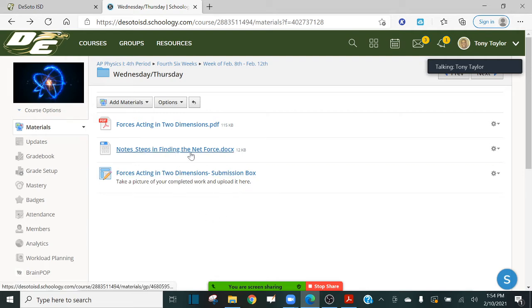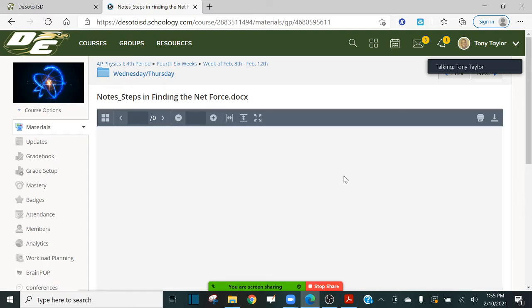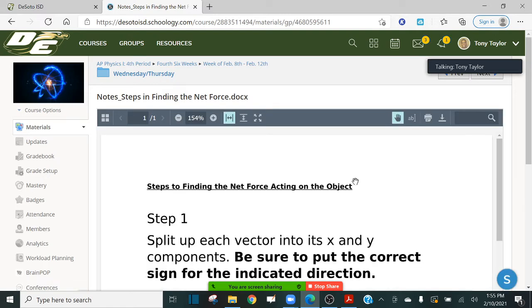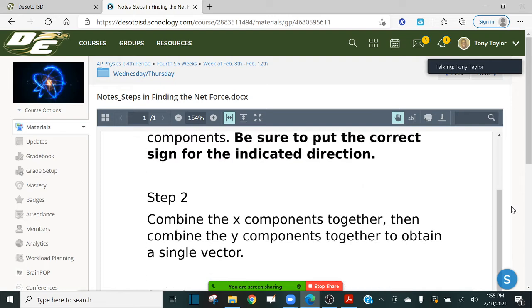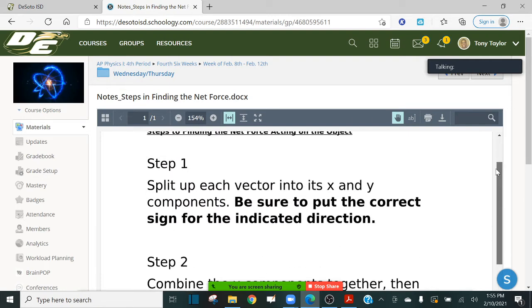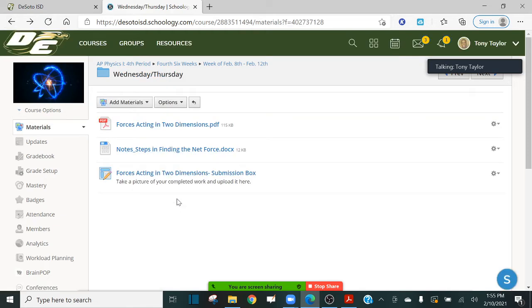And of course, since we're going to be going over a lot of mathematical steps today, I've put notes in Schoology for you guys. If you click on this right here where it says notes, steps to finding the net force, these notes will pretty much summarize all the steps that I take today. Since we're doing a lot of mathematical steps, I wanted to chop everything up and put it in steps. Okay, all right.